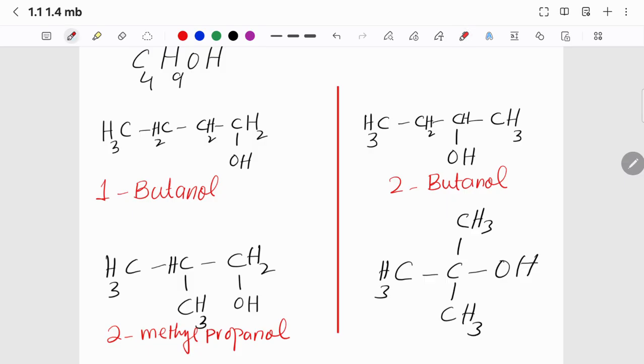And for the last one, it is again 2-methyl-2-propanol, because it's a 3-carbon chain, 1, 2 and 3. With the second carbon a methyl group is attached, and with the second carbon a hydroxyl group is attached, so 2-methyl-2-propanol.